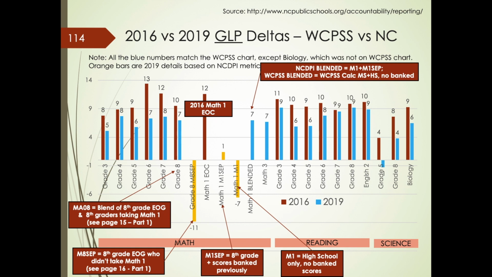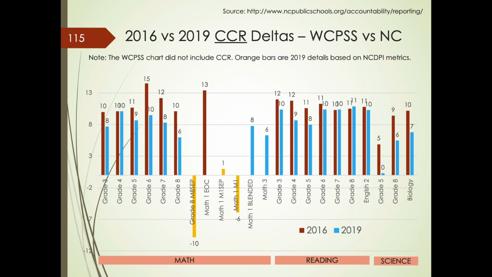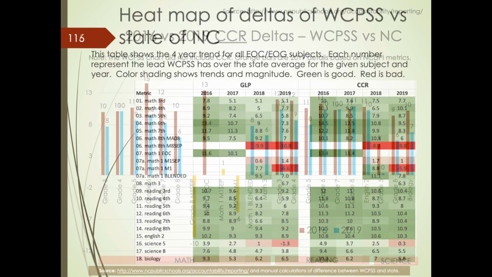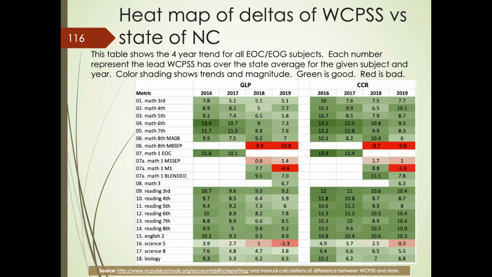So it just is a pure calculation of middle school plus high school. They got 8 on that calculation. I got a 7, so pretty close. And then for CCR, we have the same type of analysis. We can show in orange the numbers that we can calculate using the standard metrics. Then, with all those numbers, we can create this heat map.